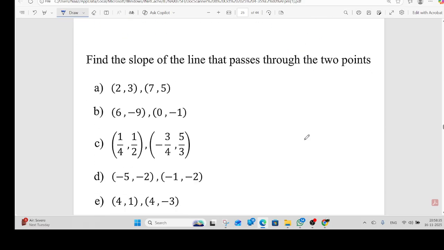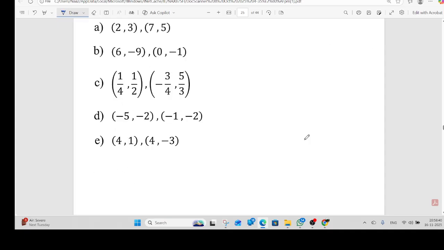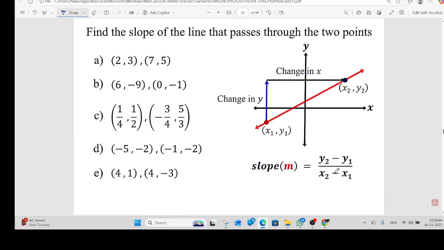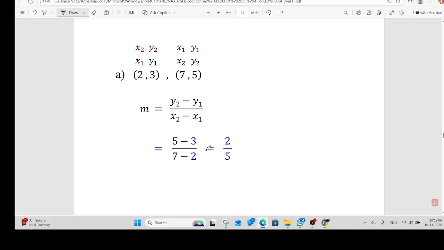So if we are given 2 points or two coordinates, we can find the slope. There is a formula for that. Slope is y2 minus y1, that means change in y over change in x. So let's say there are 2 points, the coordinates of one point are x1, y1, and the coordinates of the other point are x2, y2. If we subtract y2 and y1 and x2 and x1, we get the slope after dividing them. Let's see with the help of an example.